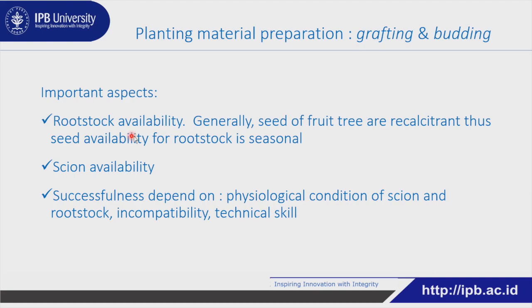And the success of the grafting and budding depends on the physiological condition of scion and rootstock, incompatibility and technical skill. So the rootstock availability and the scion availability must be well matched, yeah. If the rootstock is already ready but you cannot find scion, then the rootstock will be bigger and weaker, and it's not good for grafting or budding. And vice versa, if the scion is already there, you luckily get it from the order of the mother plant, but the rootstock is not ready yet, then you can also be in problem.